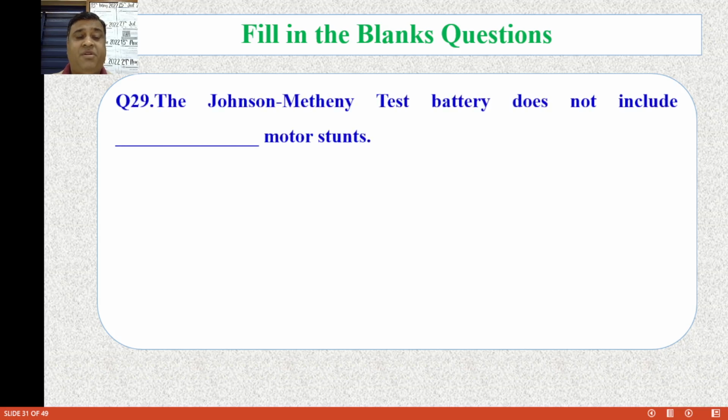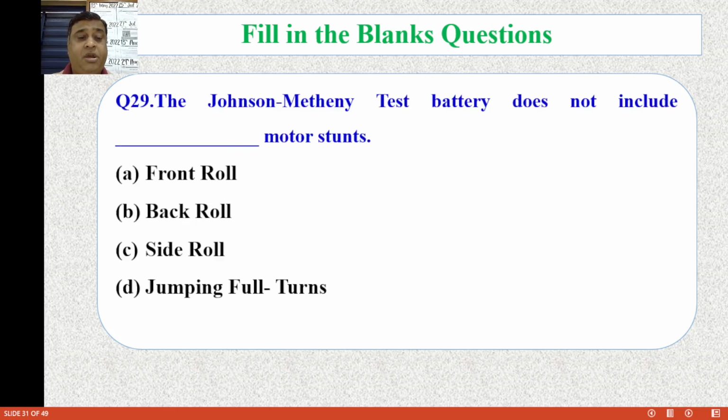Question number 29. The Johnson-Metheny test battery does not include which motor stunt. Option A, front roll. Option B, back roll. Option C, side roll. Option D, jumping in full turns. Now the correct option is C, side roll.